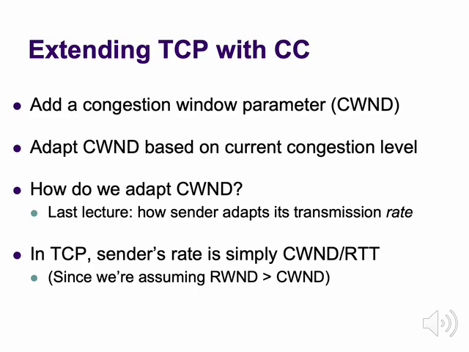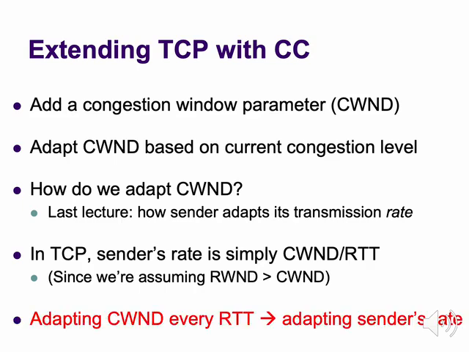Okay. And so if the sender's rate is cwnd divided by the round trip time, then the way in which TCP is going to adjust its rate is simply by adjusting this parameter of cwnd every round trip time. And when it adapts cwnd every round trip time, effectively the sender is adapting its rate exactly like we talked about in the last lecture.